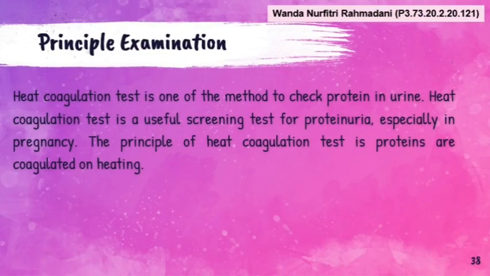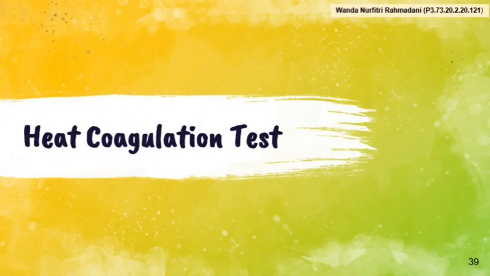Principal examination. Heat coagulation test is one of the methods to check protein in urine. Heat coagulation test is a useful screening test for proteinuria, especially in pregnancy. The principle of the heat coagulation test is that proteins are coagulated on heating.